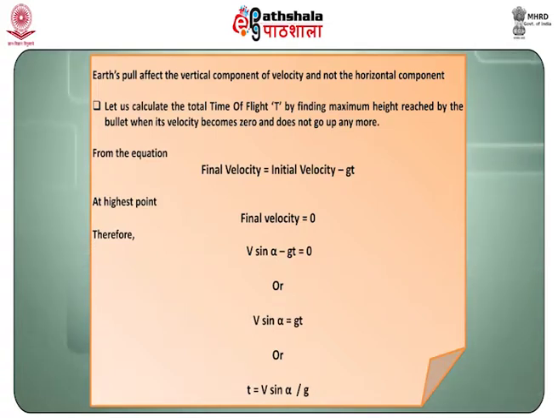Knowing that Earth's pull will affect the vertical component of velocity and not the horizontal component, let us calculate the total time of flight t by finding the maximum height reached by the bullet, when its velocity becomes zero and it does not go up anymore. From the equation, final velocity is equal to initial velocity minus gt. At the highest point, final velocity is equal to zero. Therefore, v sin alpha minus gt would be equal to zero, or we can say v sin alpha is equal to gt, or t is equal to v sin alpha divided by g.